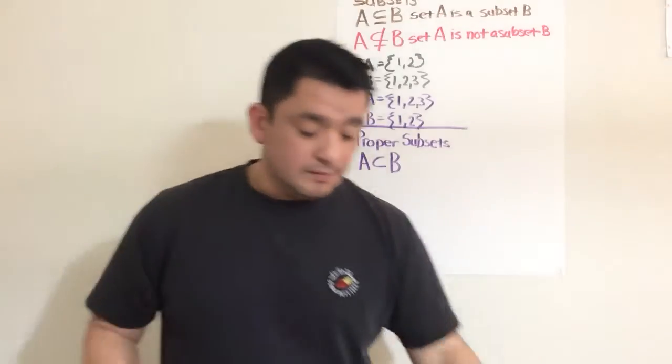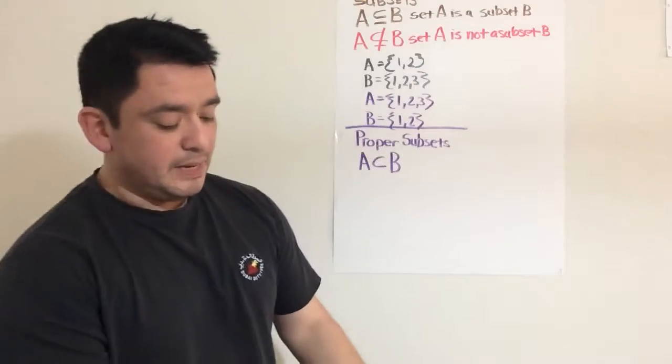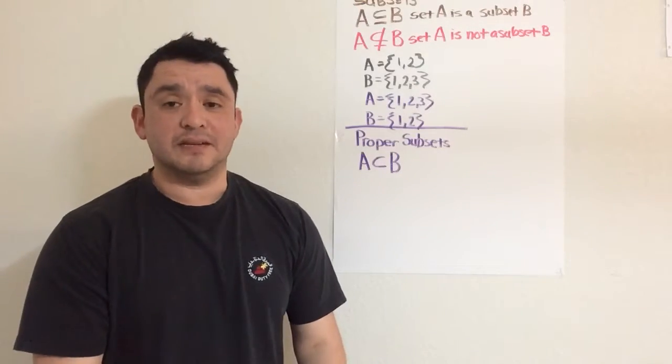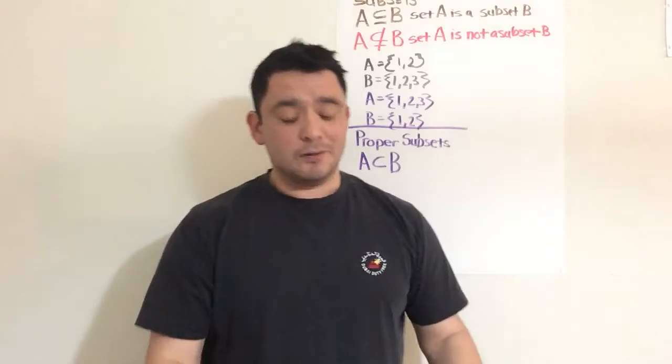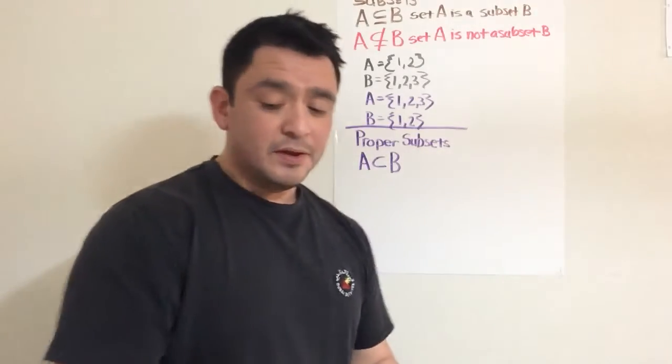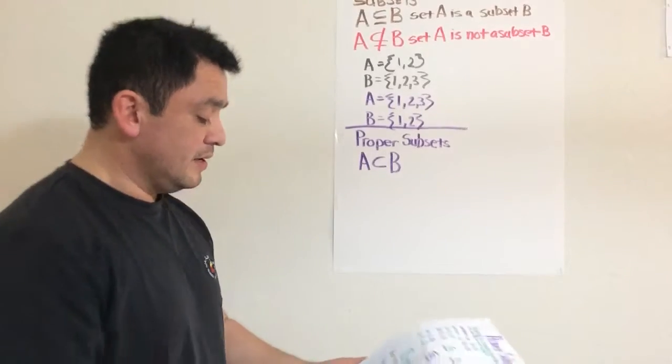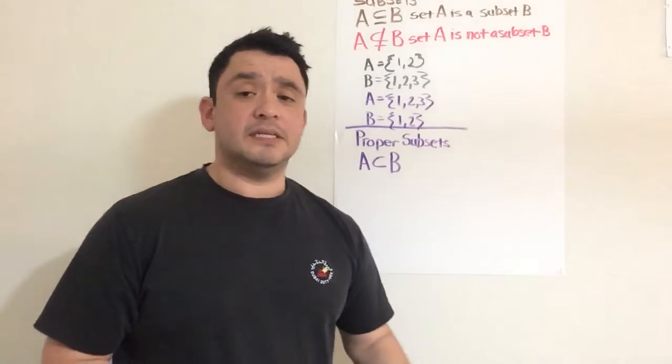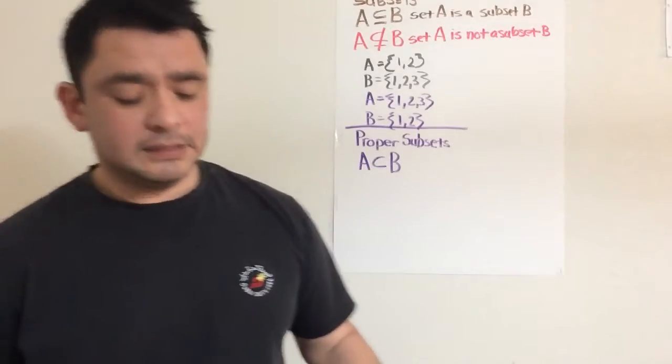So the empty set. For any set B, the empty set is a subset of B. I'm going to use the pots again to show you what I'm talking about. This one's kind of quick, but we're going to look at it. For any set B, other than the empty set, the empty set is a proper subset of B. Now let me explain.